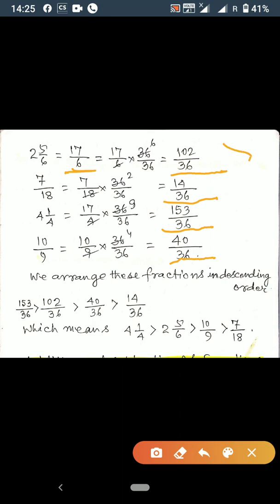Now we arrange these fractions in descending order. Descending order means decreasing order.